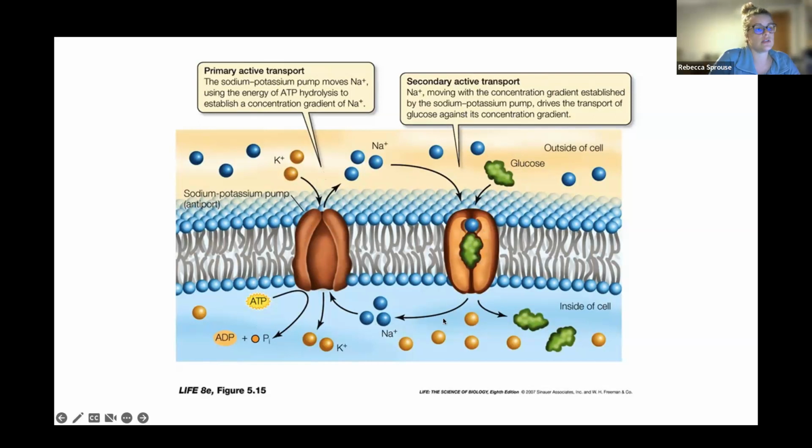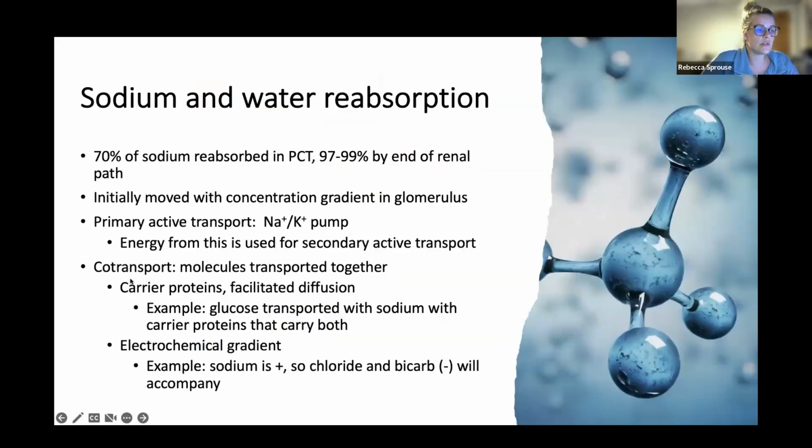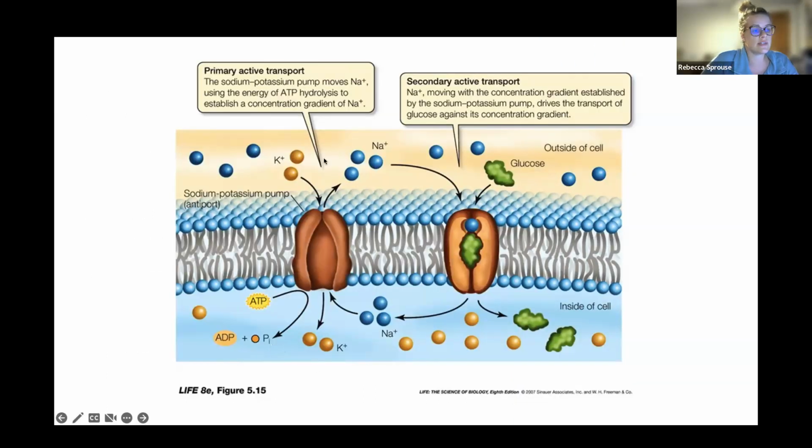And that's called co-transport. So there's co-transport here, and there's that electrochemical gradient. As sodium moves out, chloride will follow. As sodium moves in, chloride will follow. Bicarb is another negatively charged ion that might follow sodium as well.